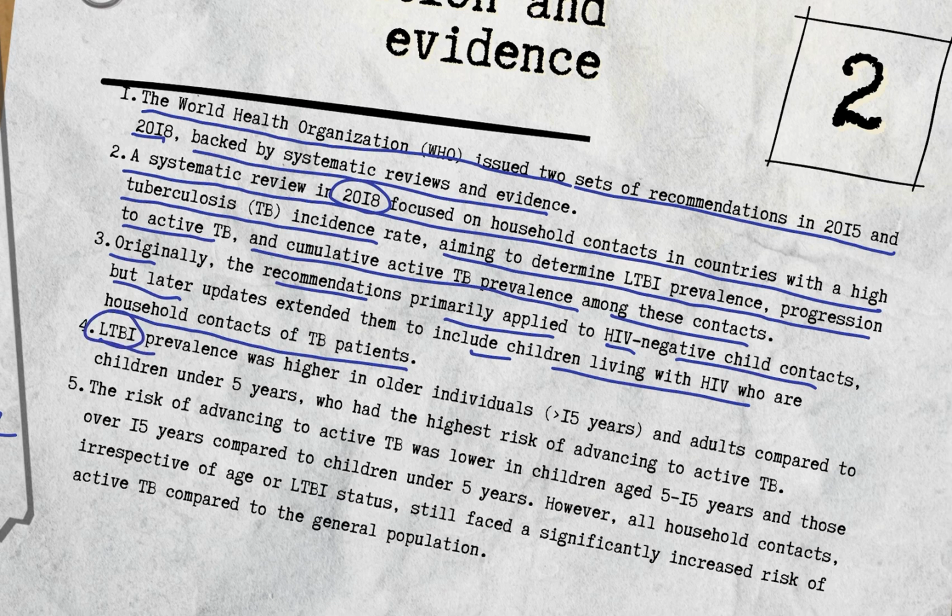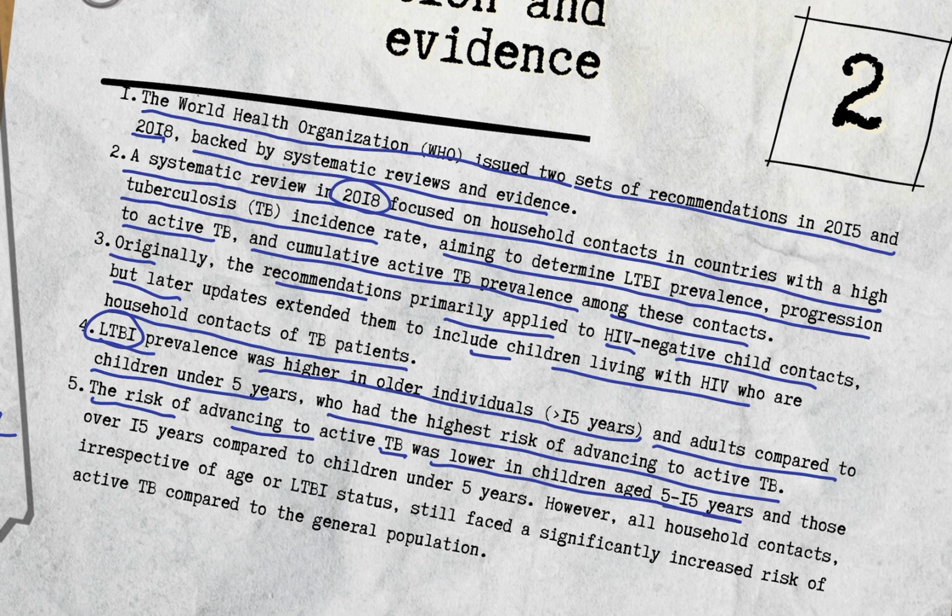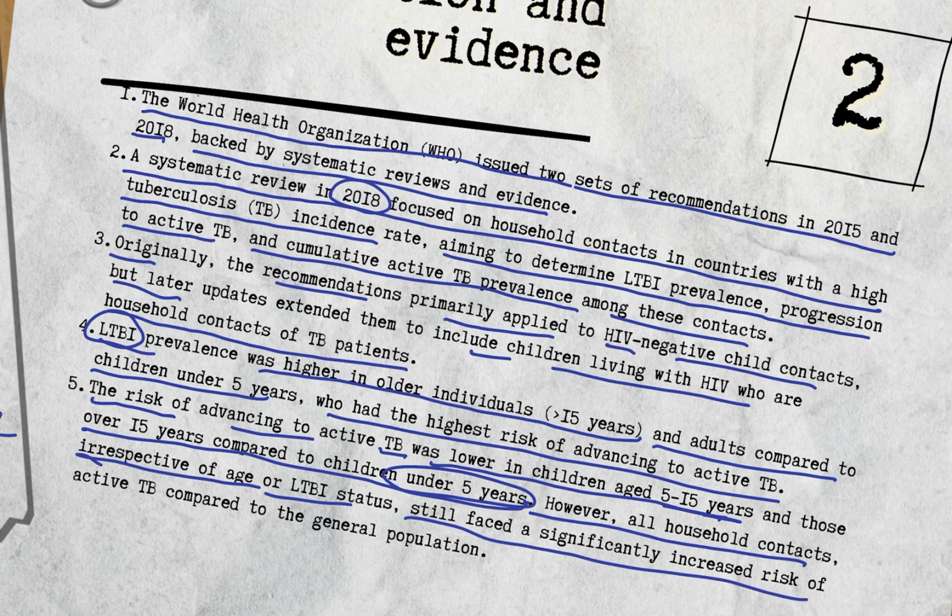Latent TB prevalence was higher in older individuals, more than 15 years, and adults compared to children under 5 years, who had the highest risk of advancing to active TB. The risk of advancing to active TB was lower in children between 5 to 15 years and those over 15 years compared to children under 5 years. That's why they are recommending it. However, all household contacts, irrespective of age or latent TB status, still face a significantly increased risk of active TB compared to the general population.